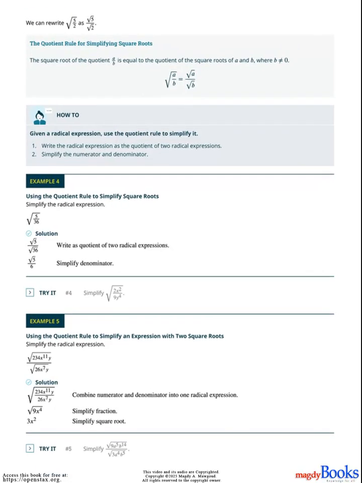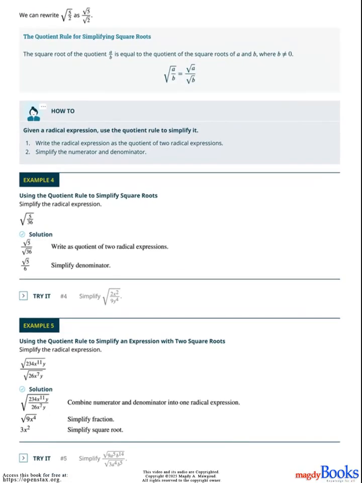We can rewrite square root of 5 over 2 as square root of 5 over square root of 2. The quotient rule for simplifying square roots. The square root of the quotient a over b is equal to the quotient of the square roots of a and b, where b is not equal to 0. Square root of a over b equals square root of a over square root of b.